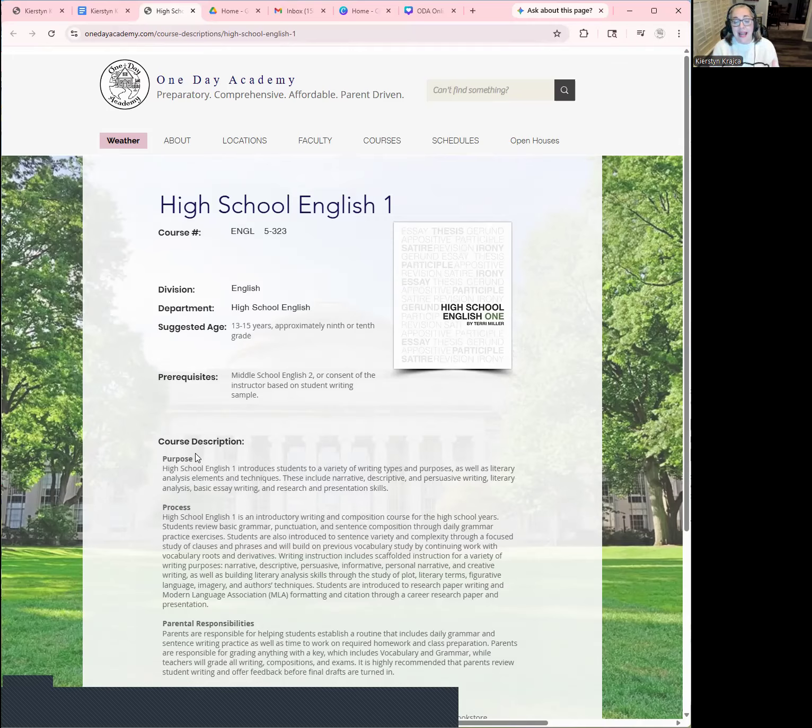Maybe you have an eighth grader who thrives in English and you think perhaps this class would be a good fit for them. I would also love to work with those kiddos. I have 13-year-olds all the way up to 16-year-olds in High School English 1. So there's a suggested age range, but it's geared for ninth or 10th graders. Again, it's a really great class for freshmen.